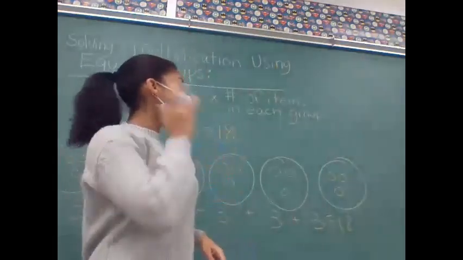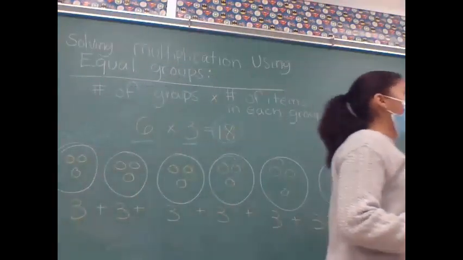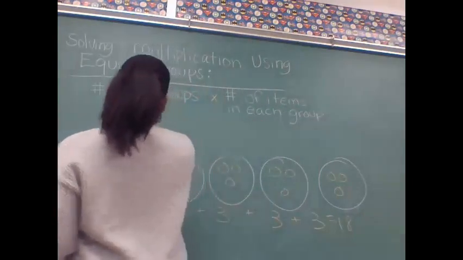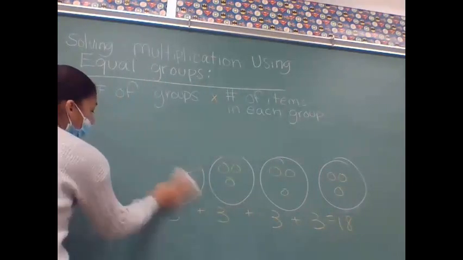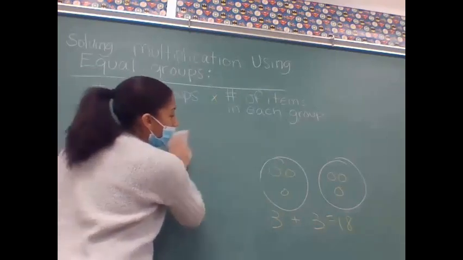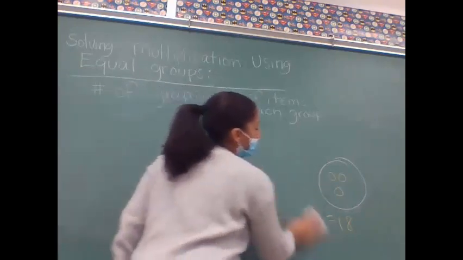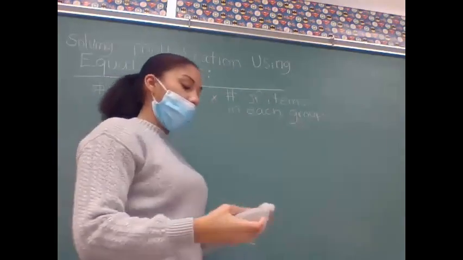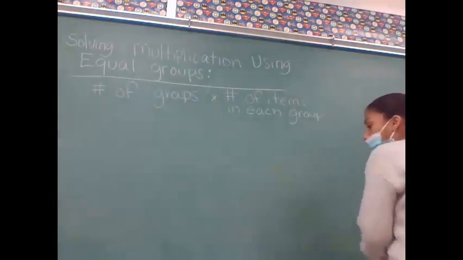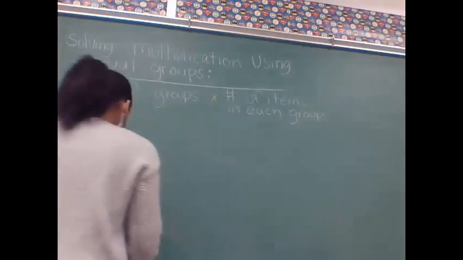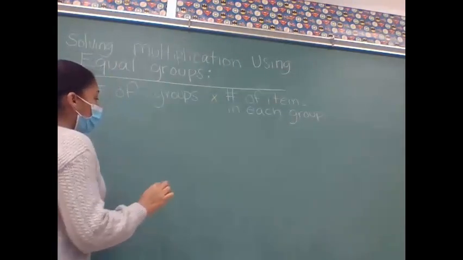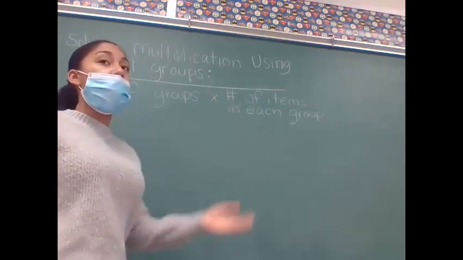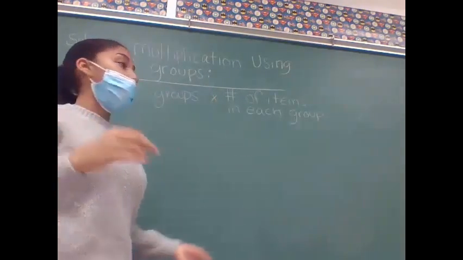Okay. So I'm going to give you guys one more problem. This problem is going to be your exit ticket. I'm actually going to draw the equal groups, and you are going to write the multiplication equation for that equal group. When you're finished, raise your hand. We'll come and check it.